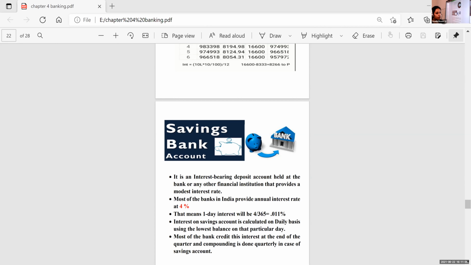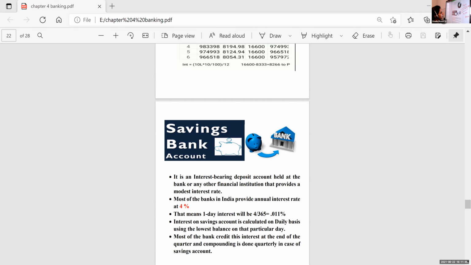Another point to be kept in mind is that the interest will be calculated on the lowest balance on that day. Suppose in my savings account, in the morning there was 9,000 rupees. I went to a hotel, had food for 1,000 rupees. So the balance is 8,000. And again, I deposited 10,000 rupees. So now the balance became 18,000 rupees.